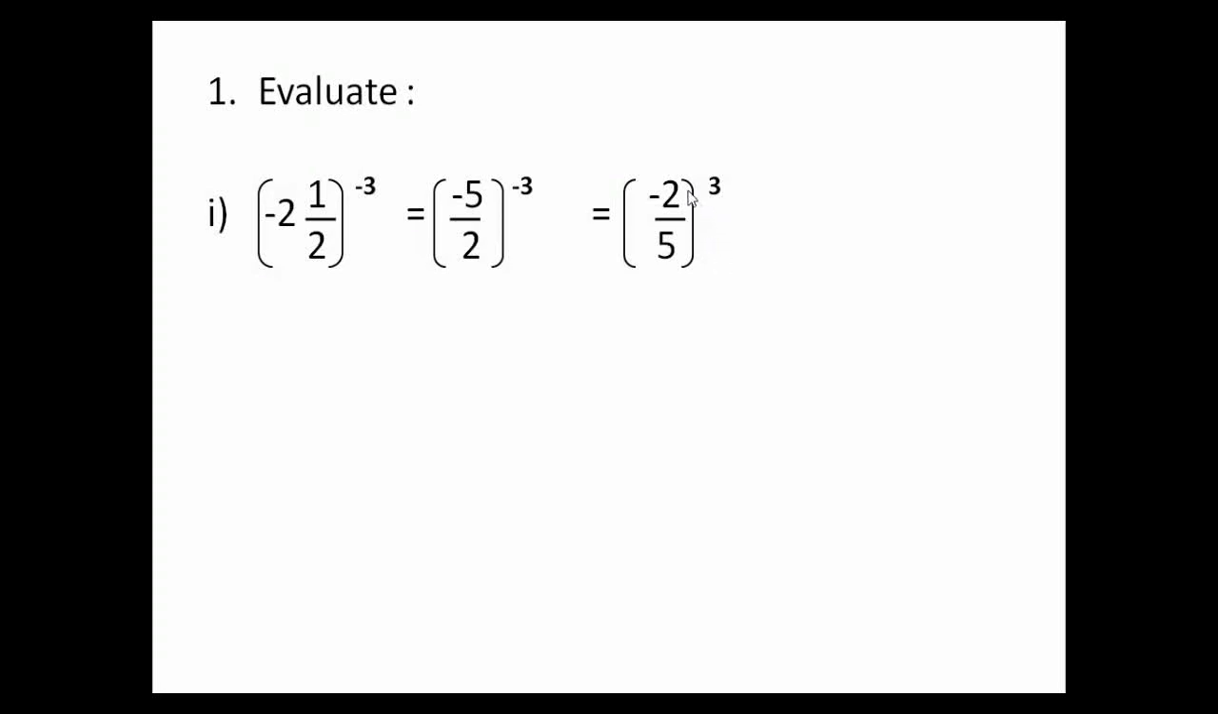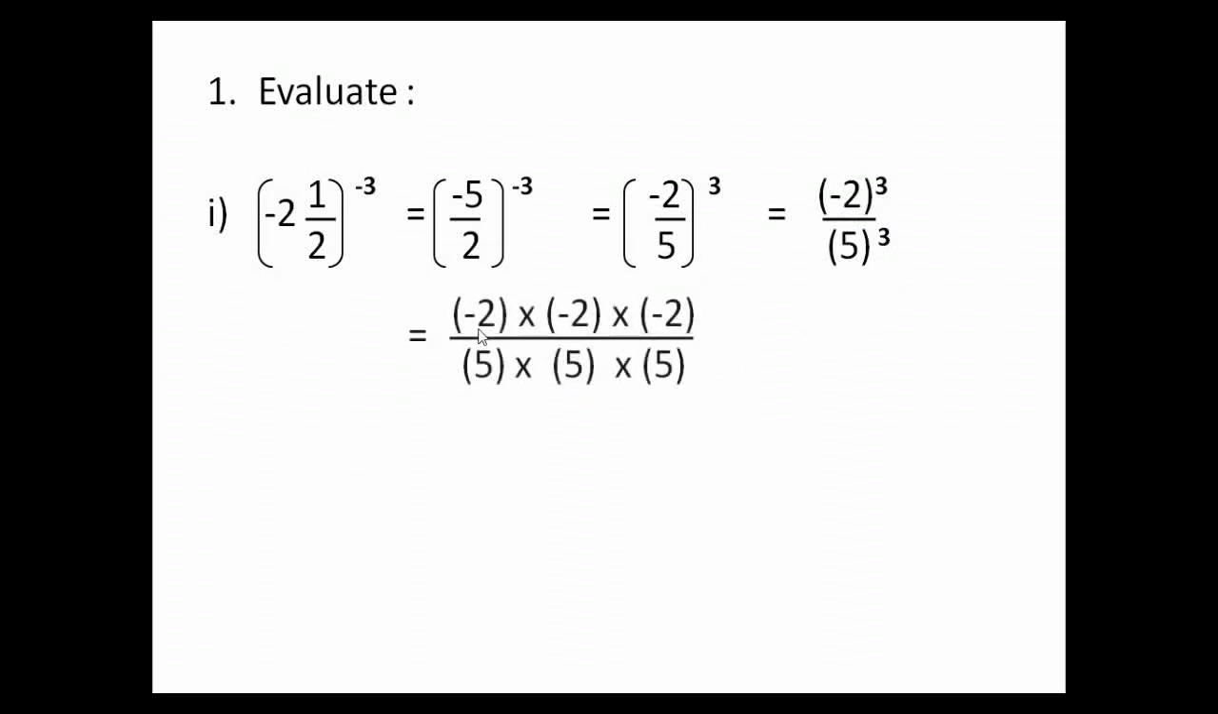So after this, now what we can do? We can distribute the power between the numerator and the denominator. So it will become (-2) raised to the power 3 and 5 raised to the power 3. Now what we have to observe? (-2) times (-2) times (-2). We have to observe the power, because the base is negative.